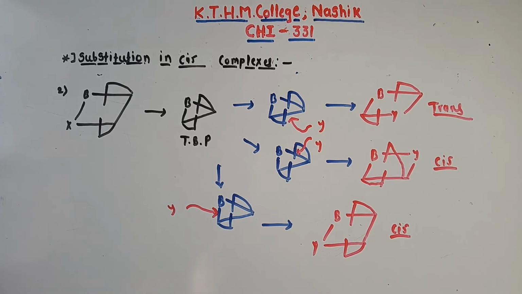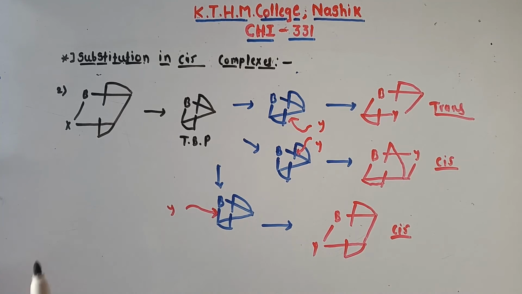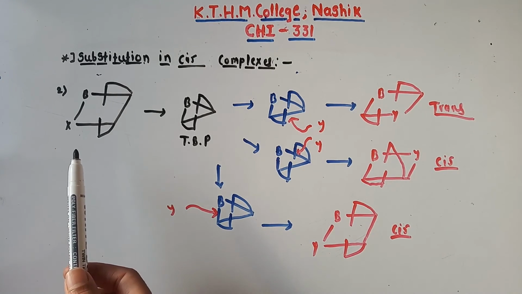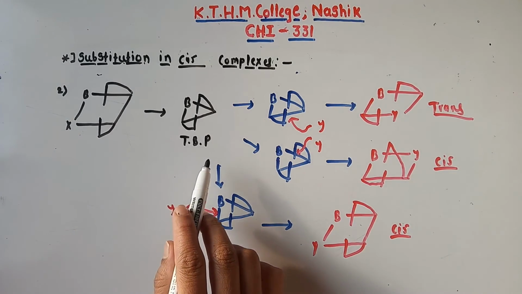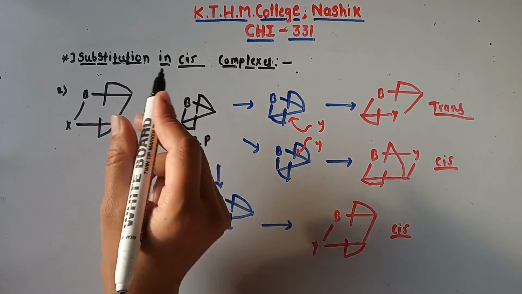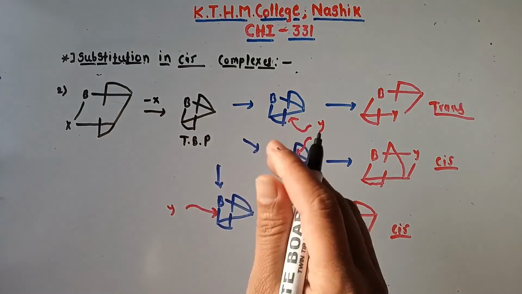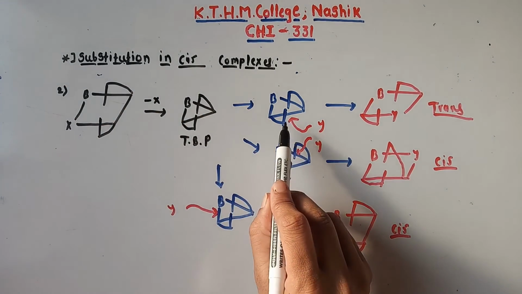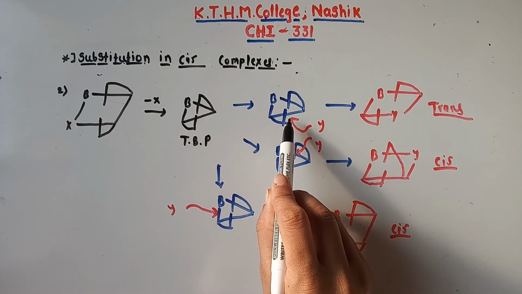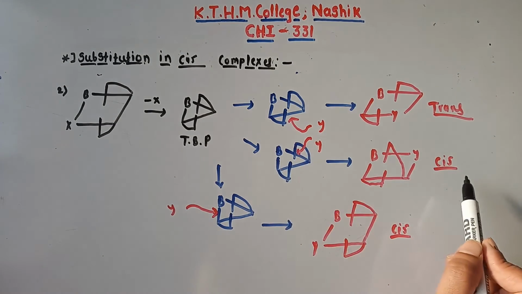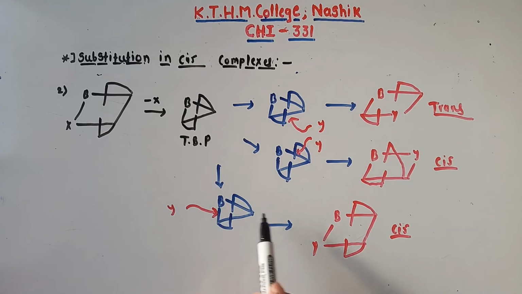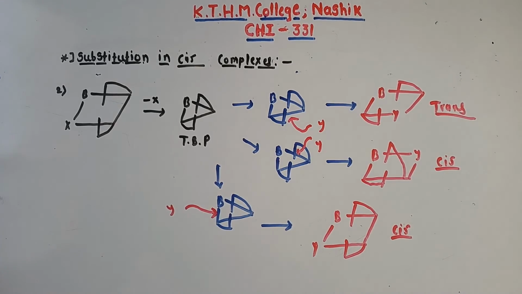Means again here we get mixture of cis and trans product as it was in substitution in trans complexes. Means in case of this, when your geometry is like this, we get trigonal bipyramidal intermediate after dissociation of X. Again there are three possibilities. When Y attacks from this plane, we get trans product. Y attacks from above side, we get cis product. And when Y attacks from back side, we again get cis product. Means here we get mixture of cis and trans. This is your second possibility.